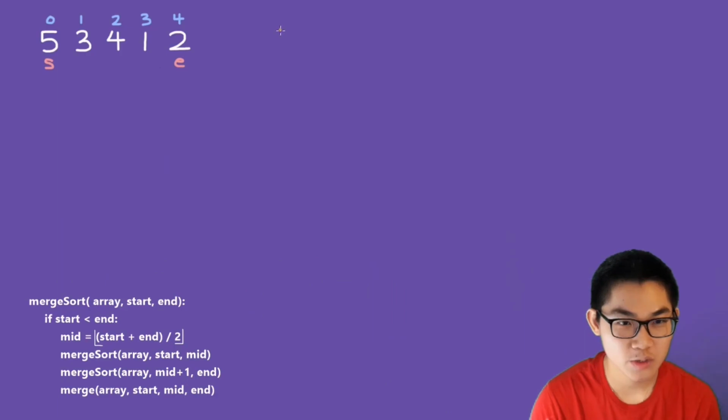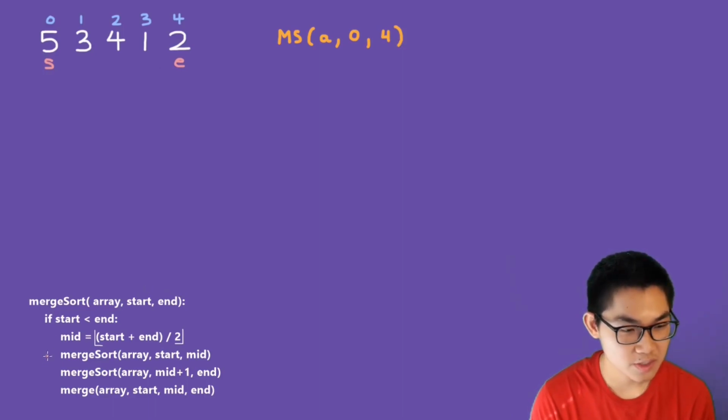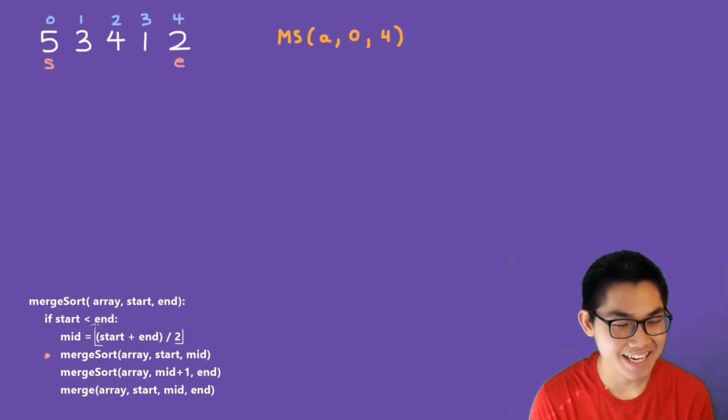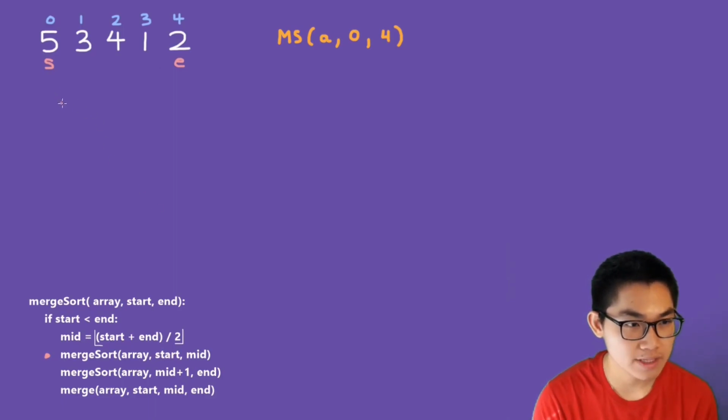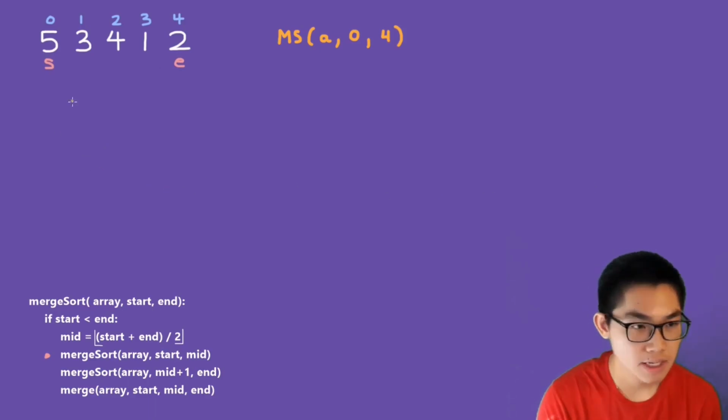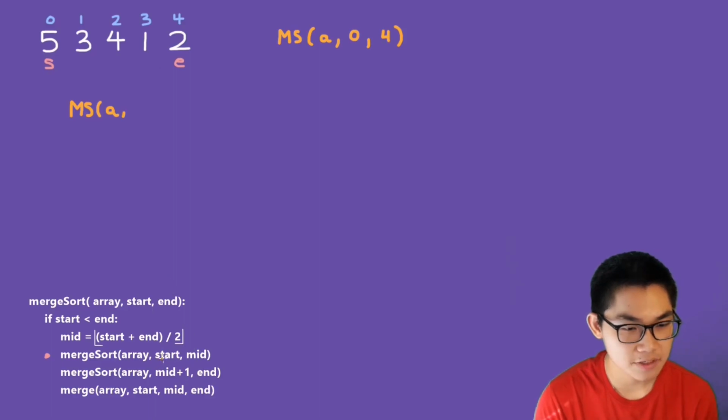So let's go through this merge sort step by step. The first thing we're going to do is have merge sort. We're just going to call it ms. And then we take in the array, and the start is at 0. The end is at 4, so 0 and 4. Then we're going to do this one right here, because start is less than the end. So we calculate the mid, and then we do the merge sort from here. Alright, so that merge sort is going to be ms, and then we put in the array again. And this time it's the start. The start is going to be 0.